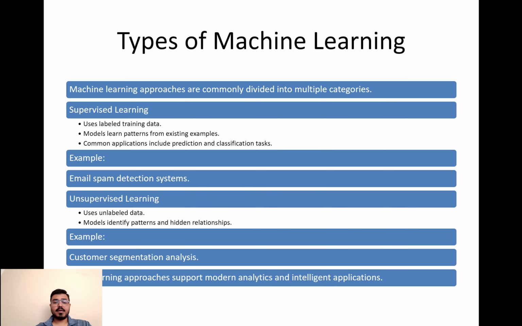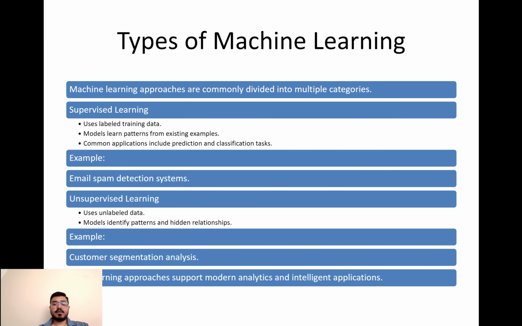So, machine learning approaches are commonly divided into multiple categories. The first category is supervised learning. Supervised learning uses labeled training data. The system learns patterns from examples and uses those patterns to make predictions. A common example is email spam detection. Machine learning models learn from existing examples to identify spam messages.